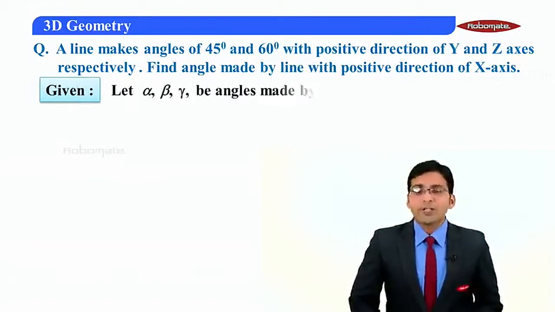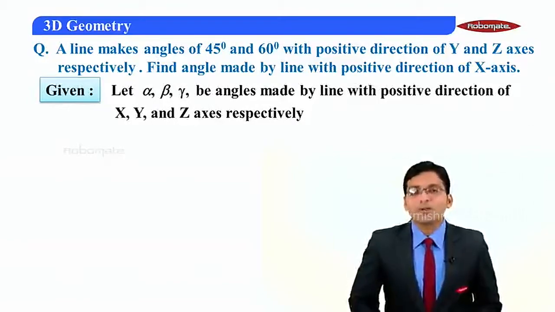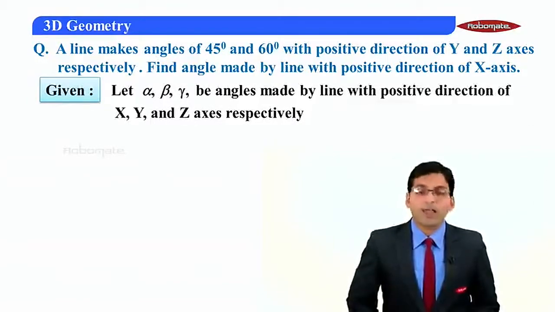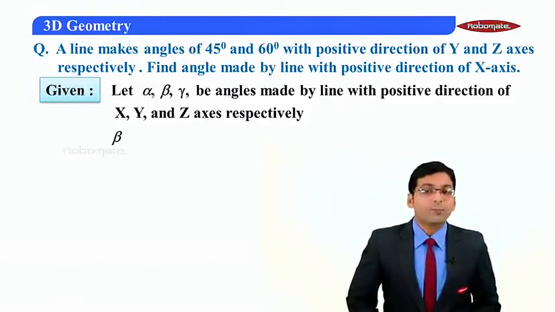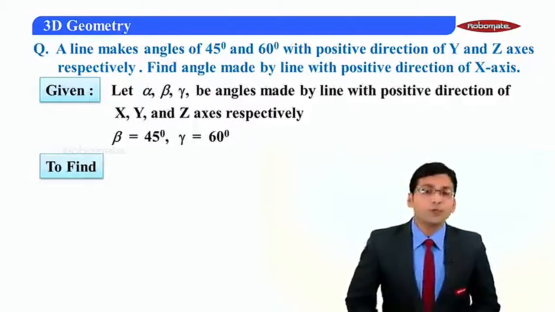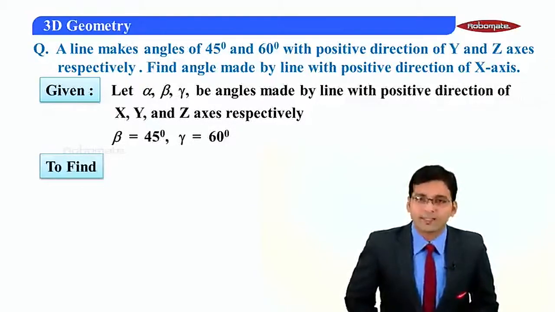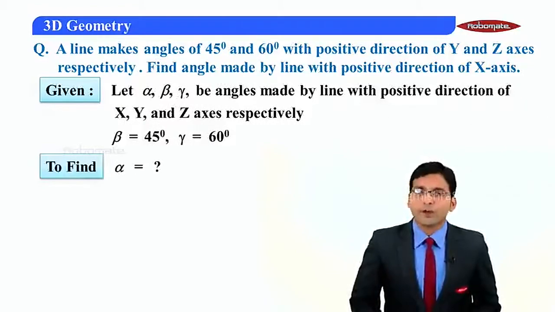Let alpha, beta and gamma be angles made by line with positive direction of x, y and z axis respectively, right? And therefore beta is given as 45 degrees and gamma is given as 60 degrees. Now this is given data. What we need to find? We need to find angle made by line with positive direction of x-axis. That is, we require alpha value.